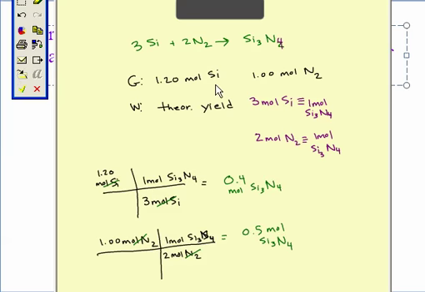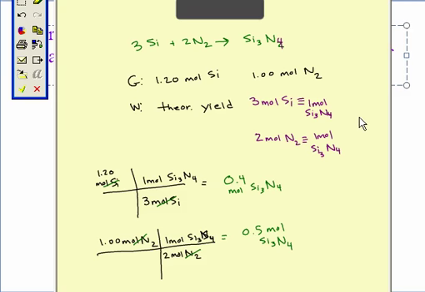Okay, so we take our given moles of silicon, we take our relationship from the balanced equation: 3 moles of silicon produce 1 mole of trisilicon nitride, and our yield is 0.4 moles of trisilicon tetranitride. If all of my silicon reacts, this is how much I'll get. Now let's look at our nitrogen. If I have 1 mole of nitrogen, according to my balanced equation, it's a 1 to 2 ratio. 2 moles of nitrogen form 1 mole of trisilicon tetranitride. And when I do the math, I get 0.5 moles of trisilicon tetranitride.